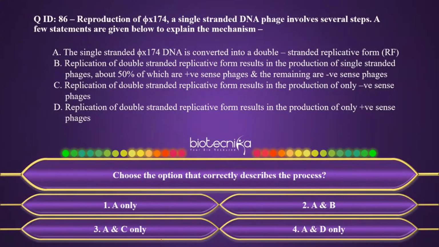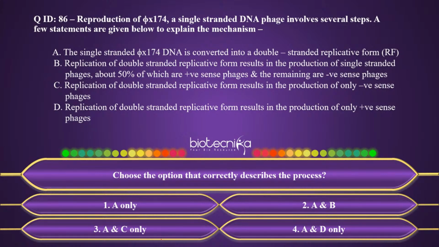Now coming to the next question, question ID 86. This says that the reproduction of the Phi X174, a single-stranded DNA phage, involves several steps. So here the replication of the Phi X174 bacteriophage is being given. A few statements are being given below which explain the mechanism.